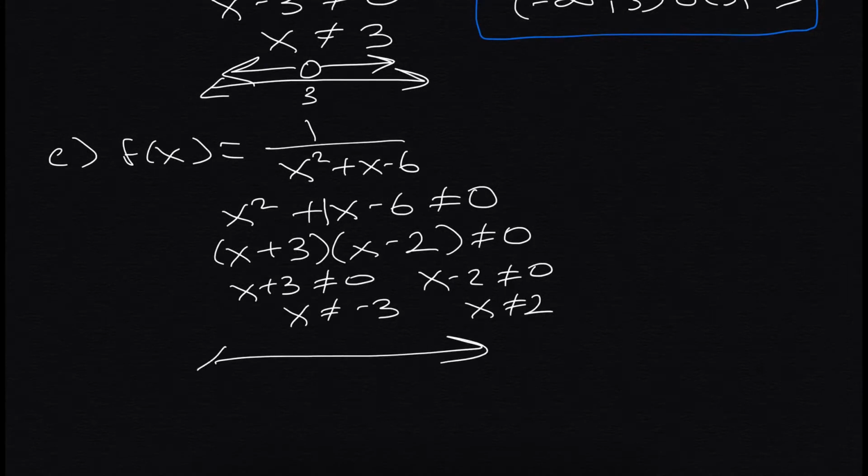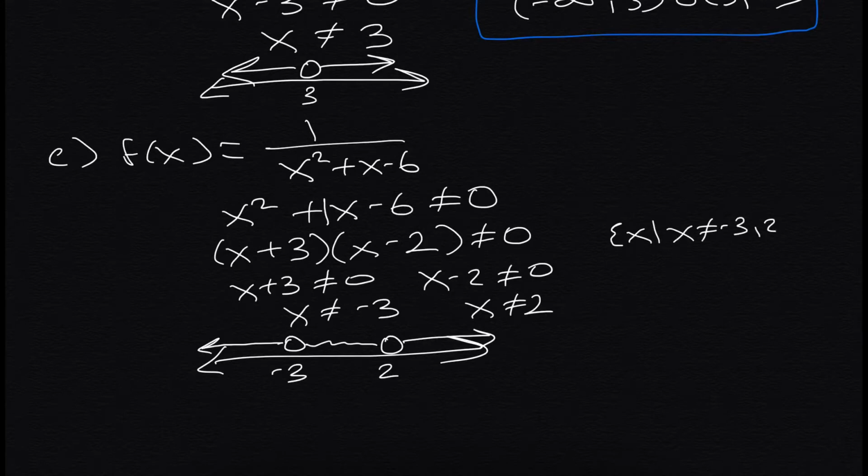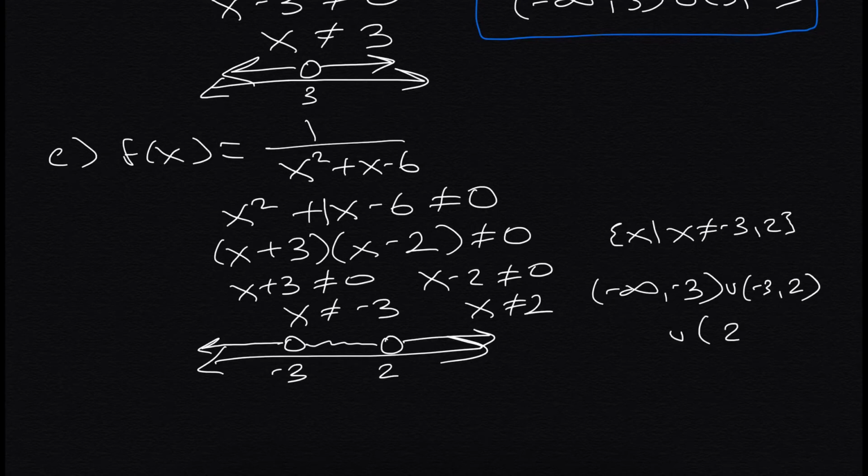And I'll go ahead and do a number line. I think it's useful. Negative 3, open circle, 2, open circle. So it can be everything to the left, it can be everything in between, and it can be everything to the right. So set notation, x such that x cannot be negative 3 and 2. Interval notation, negative infinity to negative 3, that takes care of everything to the left of negative 3. Also union, negative 3 to 2, that takes care of everything in between. And then union 2 to infinity there. It's everything to the right of 2.